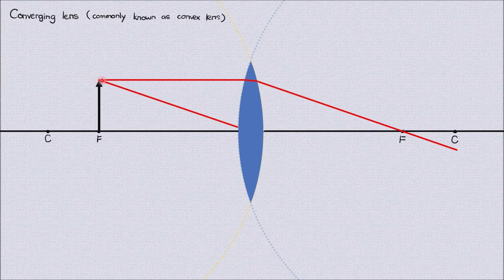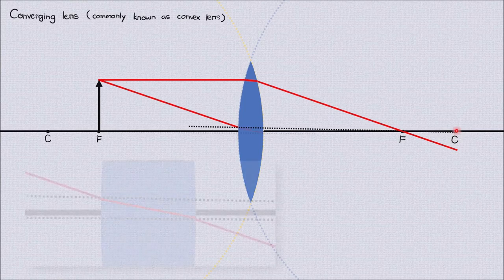So if you have a ray which is incident on the center of a lens, once again you encounter a change of medium over here. So we'll use a normal line to determine the 90 degree line coming out from this center of curvature. So we try to determine the direction of refraction.